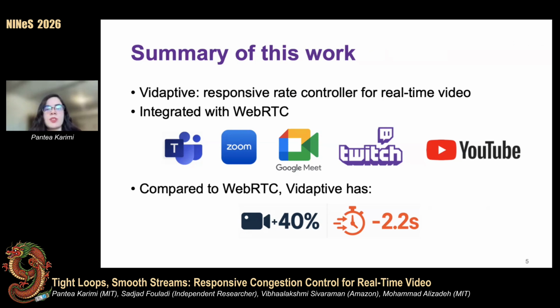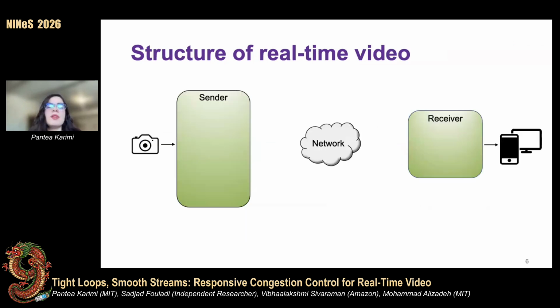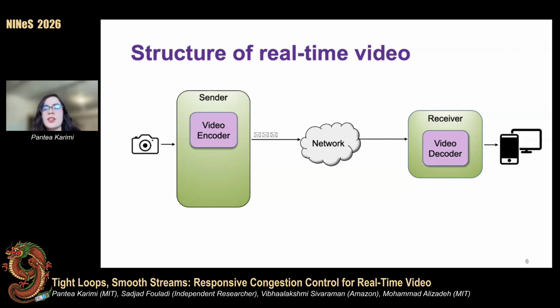Now let's see how it works. Let me first show you how real-time video systems are structured today. On the left, we have the sender, and on the right, we have the receiver with the network in between. The encoder and decoder are responsible for handling video packets. Congestion signals go into the congestion controller, which tries to estimate the link bandwidth.